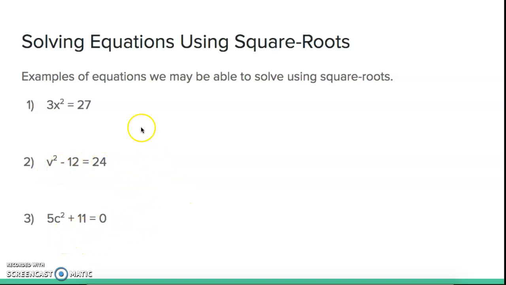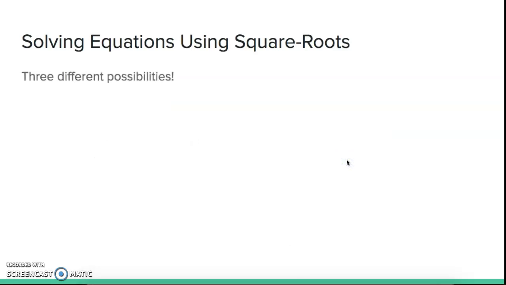And so what I'm going to be doing today is taking you step by step through different types of problems, and we're going to be looking at the different solutions we can find. Ladies and gentlemen, we're going to be talking about the three different possibilities that could happen when you solve an equation using square roots. In our first possibility, you might get an equation that has two solutions.